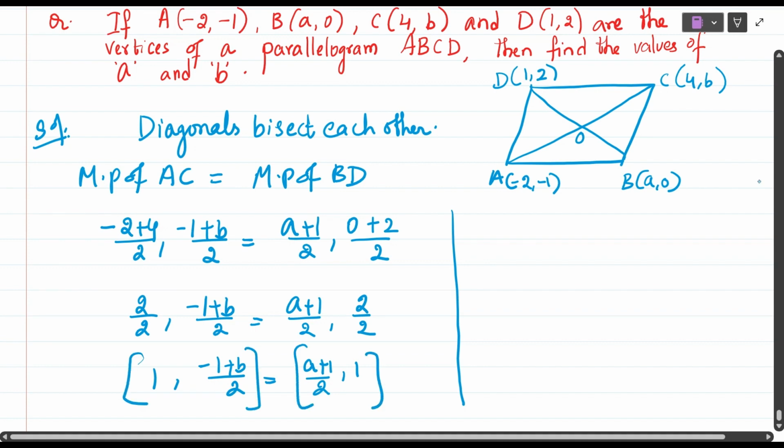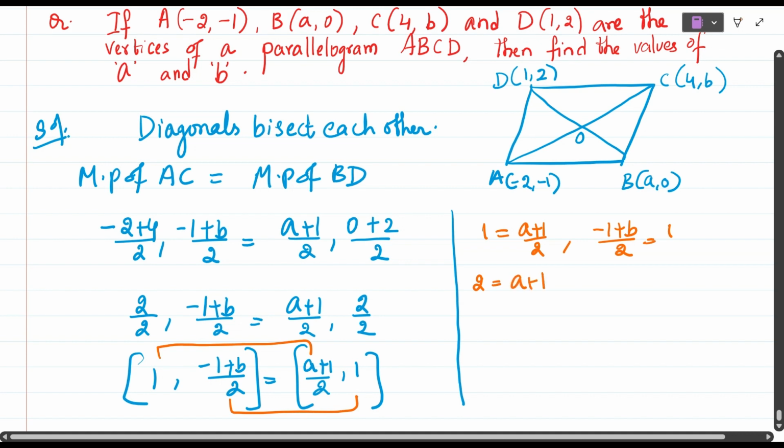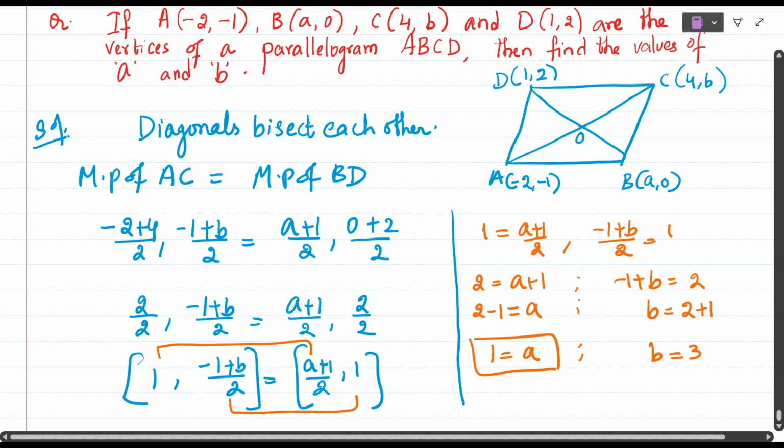Understood? So, equate the coordinates of x and equate the coordinates of y. So, 1 will be equal to (a plus 1)/2, comma, (minus 1 plus b)/2 will be equal to 1. So, solve, students. You know simple equations. 2 is equal to a plus 1, 2 minus 1 is equal to a, and 1 is equal to a. This is the value of a. Coming to b: minus 1 plus b is equal to 1 into 2 gives 2. So b is equal to 2 plus 1 and b is equal to 3. So the value of a is 1 and the value of b is 3.